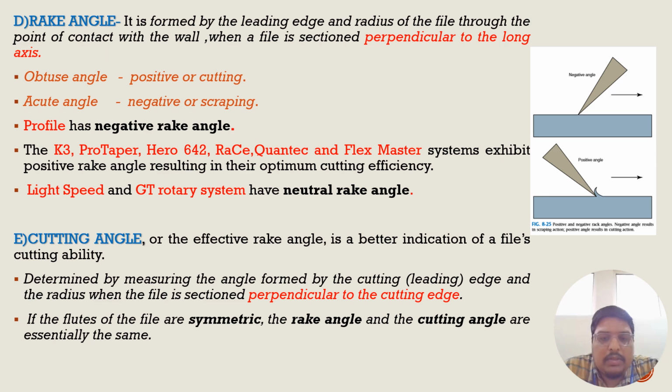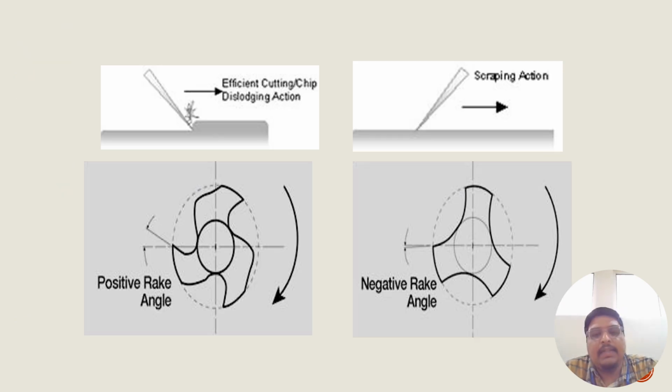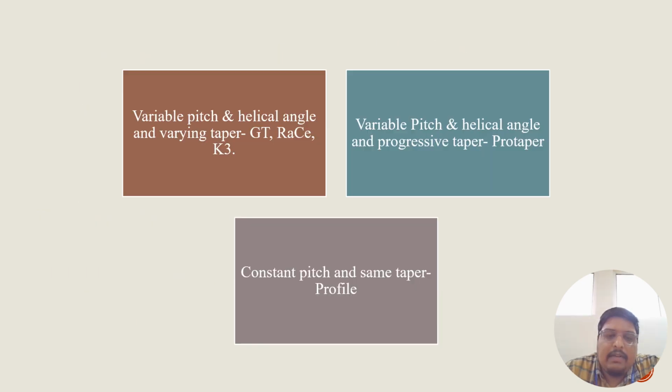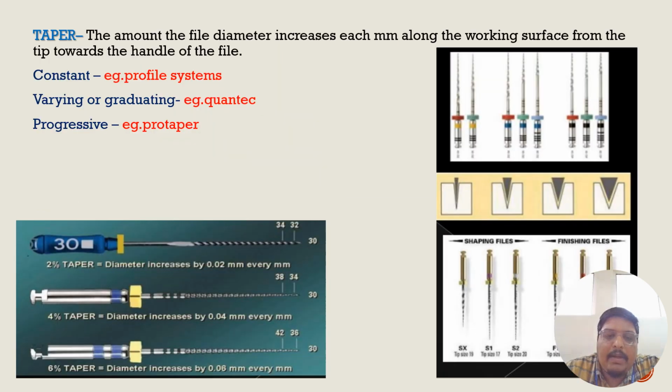K3, ProTaper, Hero 642, RaCe, Twisted Files and FlexMaster files. Which is positive rake angle, negative rake angle. Positive rake angle is suitable for generalized cutting. Pitch is the distance between the points of the leading edge. Small pitch means more number of spirals and greater helix angle. Variable pitch and helical angle and varying taper.